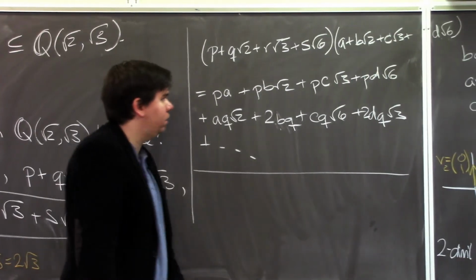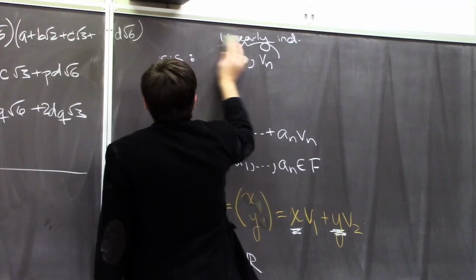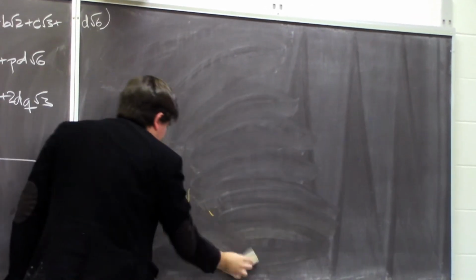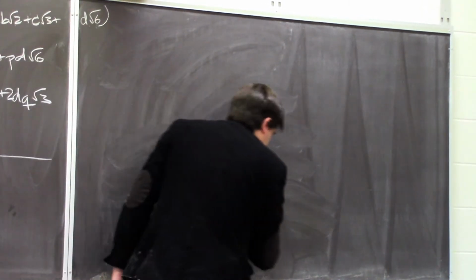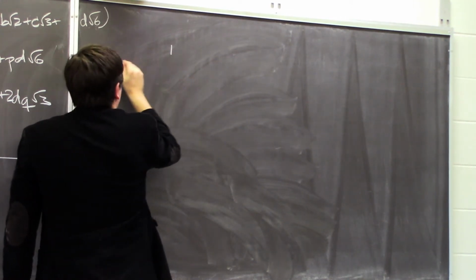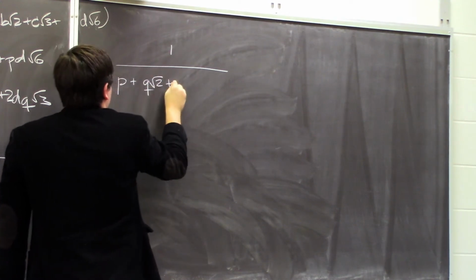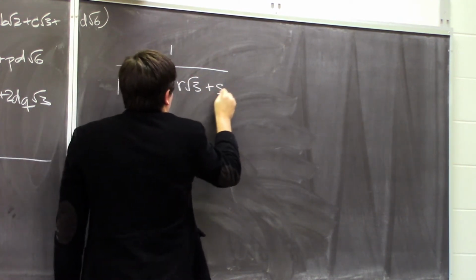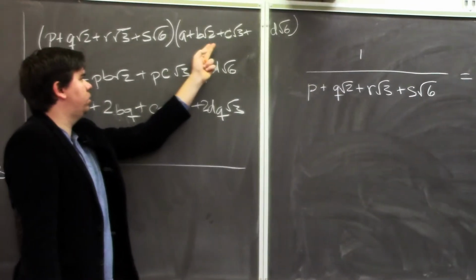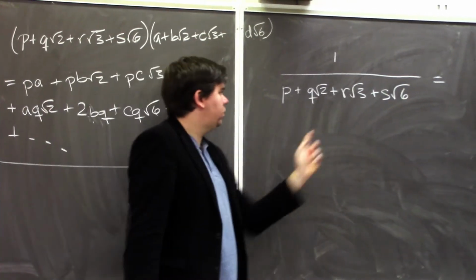What perhaps is more subtle is why is it closed under division? In particular, we should convince ourselves that the multiplicative inverse of something of this form, 1 over p plus q root 2 plus r root 3 plus s root 6, is secretly something of this form: something plus something root 2 plus something root 3 plus something root 6, where all those coefficients are rational. So how do we know that?